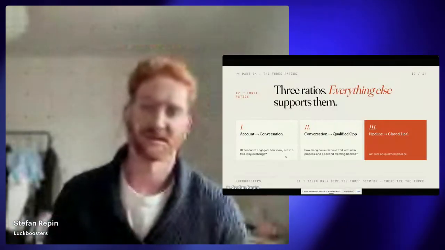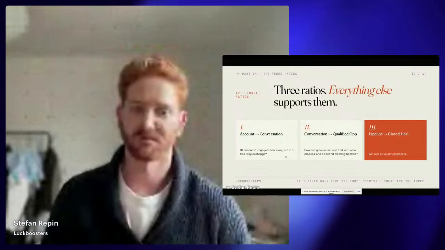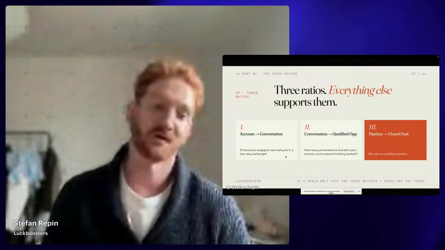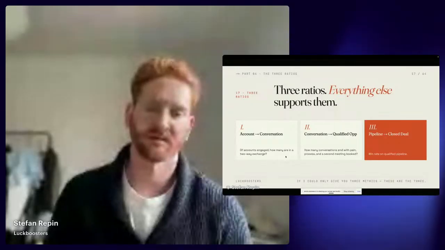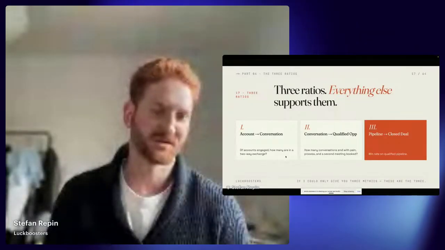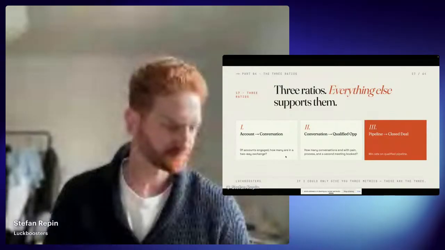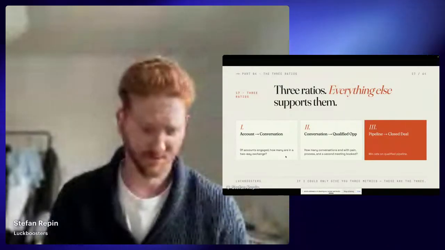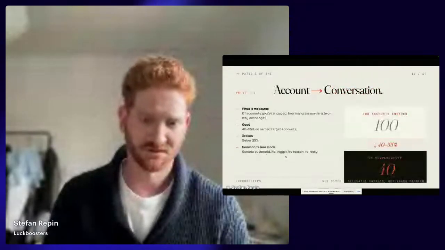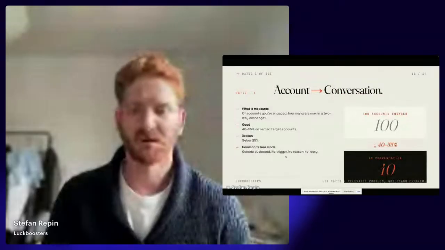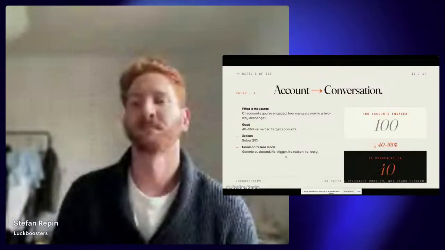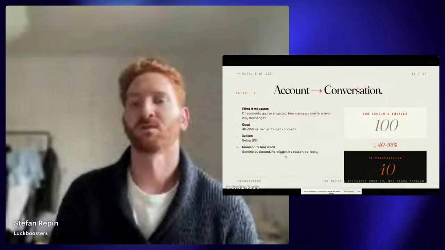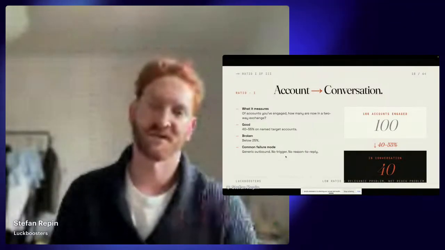Pipeline to closed deal. This is, I would say, the master of sales mostly, but not exclusively. Anyway, how many deals can you close from the qualified pipeline you brought in? Account to conversation: what it measures is, of the accounts you've engaged, how many are in a two-way exchange?